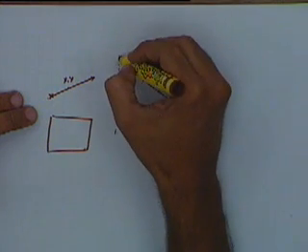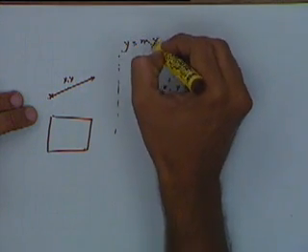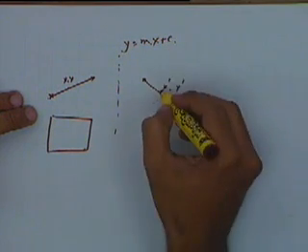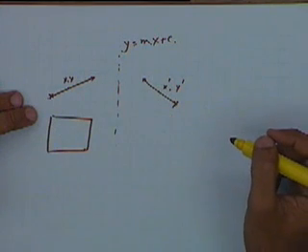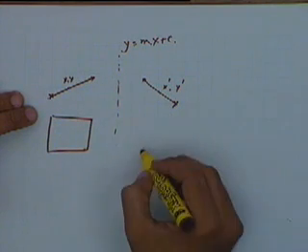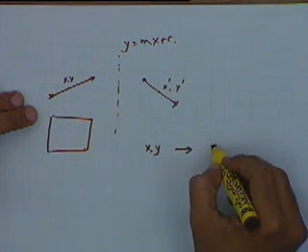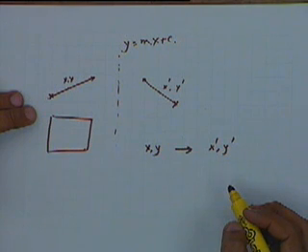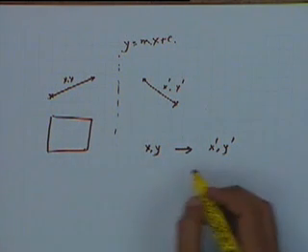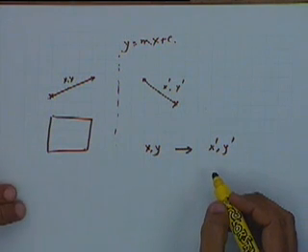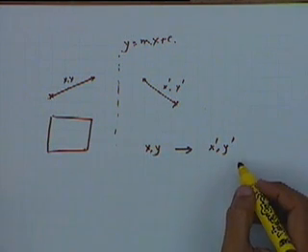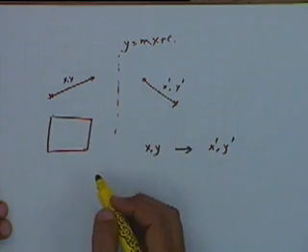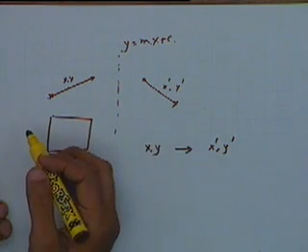Okay, if I know the equation of this line, let us say y is equal to mx plus c, how do I find x prime y prime for a given xy? The point xy is being transformed onto a point x prime y prime. So this is another case where transformations are important.